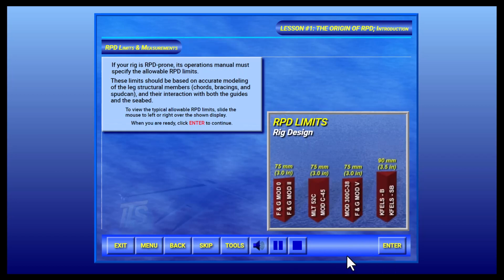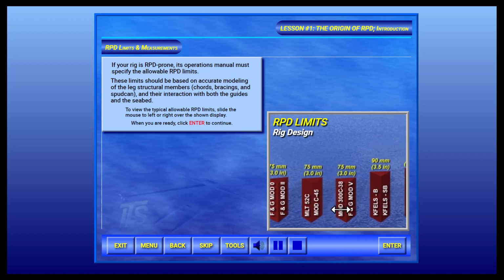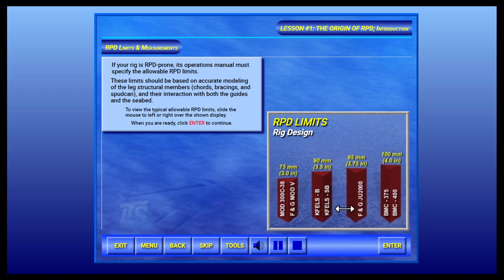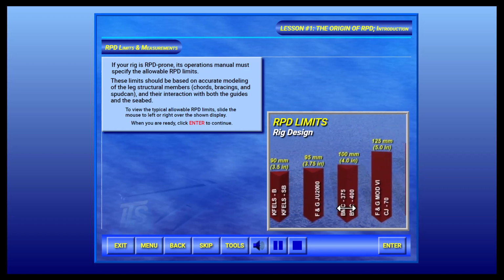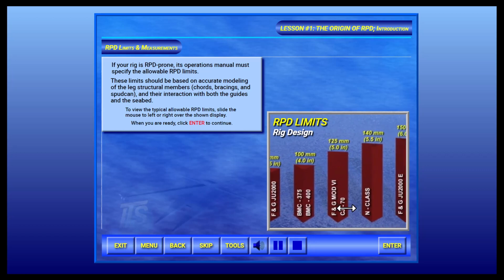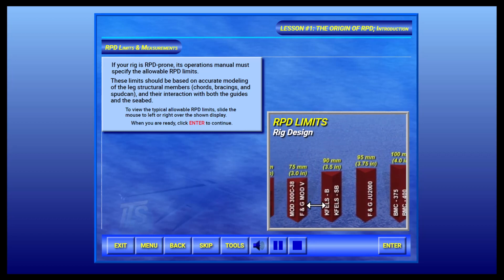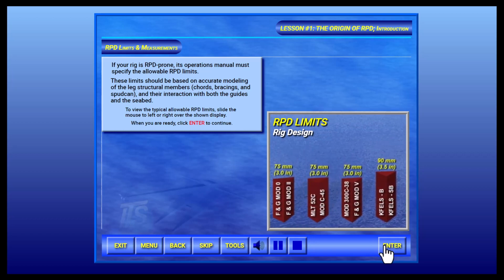If your rig is RPD prone, its operations manual must specify the allowable RPD limits. These limits should be based on accurate modeling of the leg structural members, cords, bracings, and spud can, and their interaction with both the guides and the seabed.